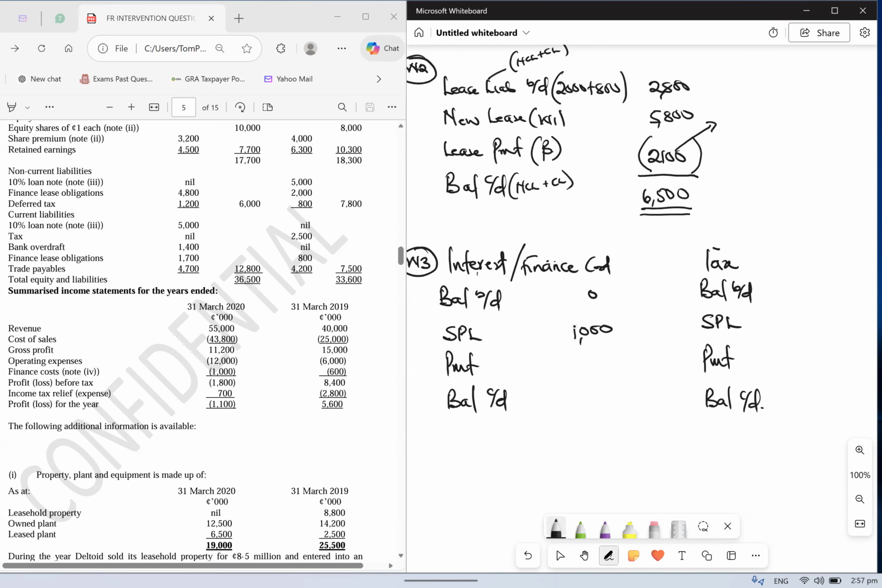So was this interest paid? Do you have a balance carried down of interest? You don't. That is a P&L item. So that means it's a good thing you have made that mistake. Please, P&L figures are not balance brought down.